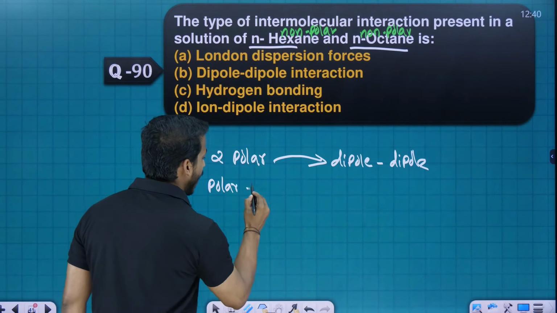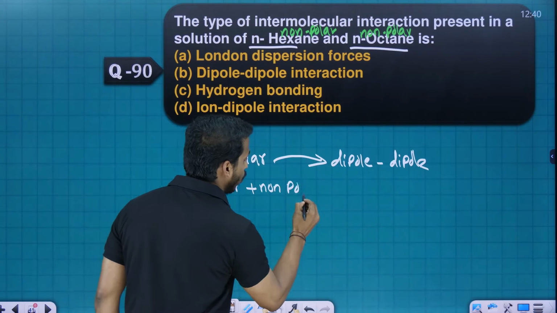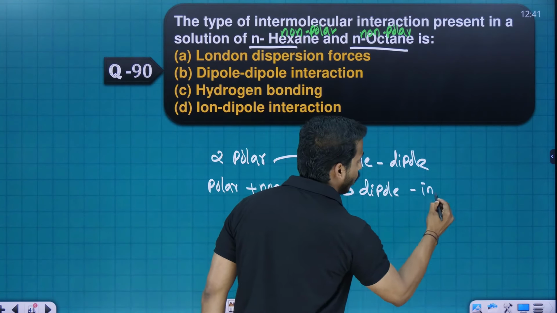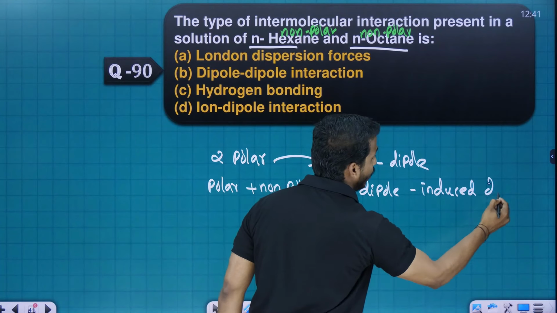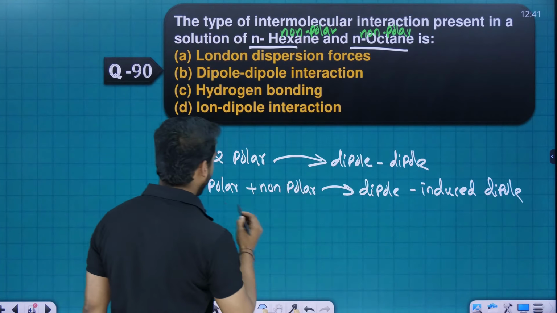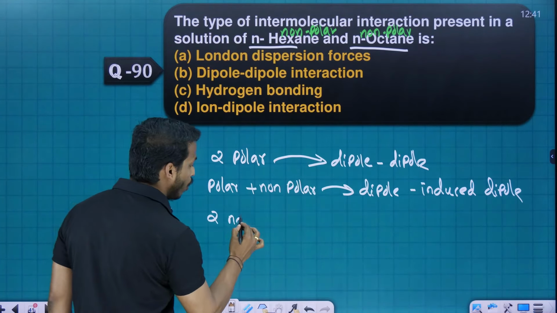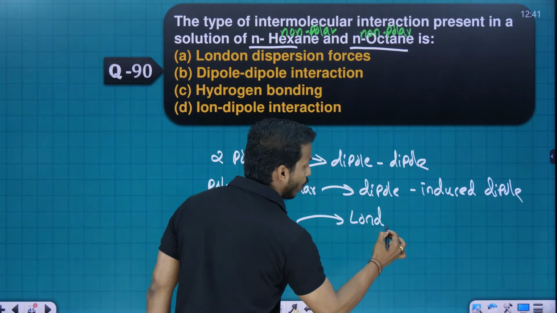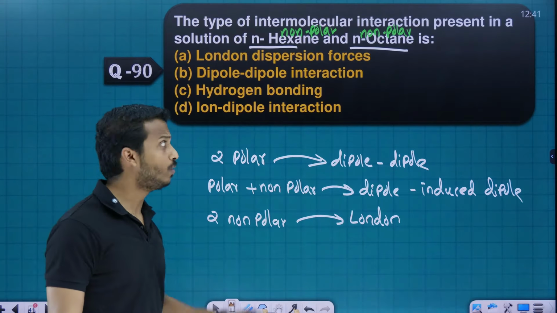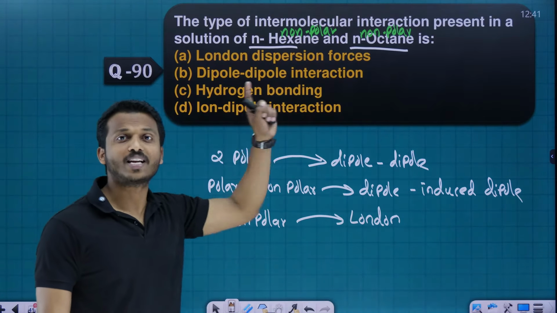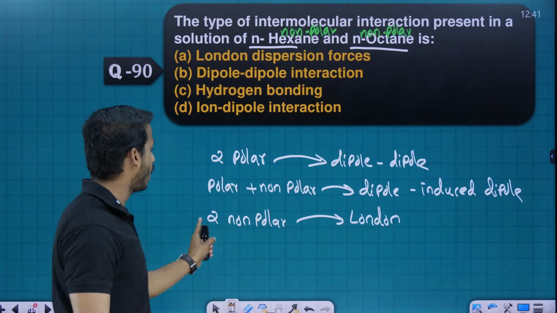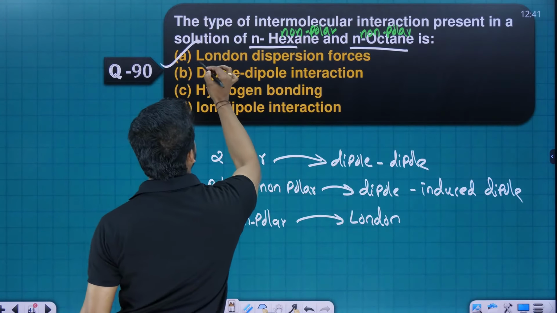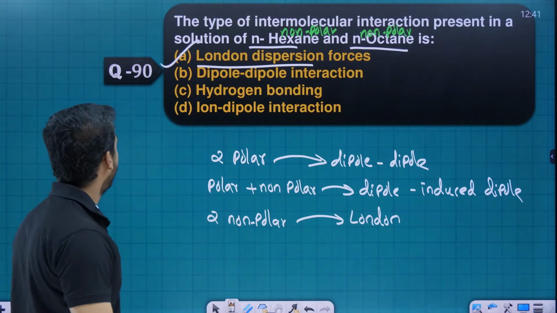Between one polar and one non-polar molecule, there is an interaction called dipole-induced dipole interaction. And the third one is between two non-polar molecules, that is called London force or dispersion force. So here, hydrocarbons are non-polar. Two non-polar species are connected by which bond? London force or dispersion force.